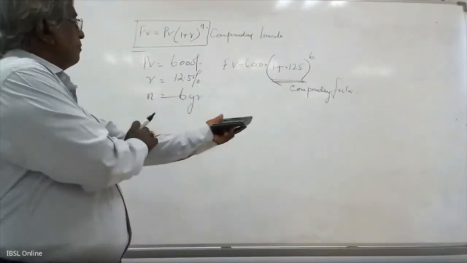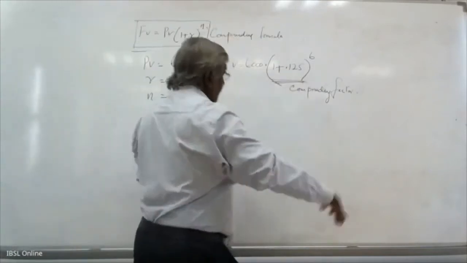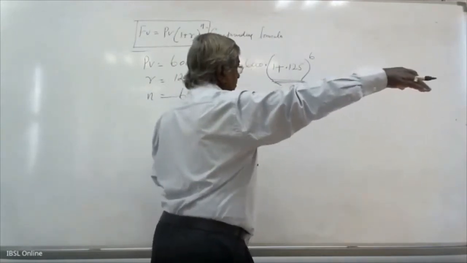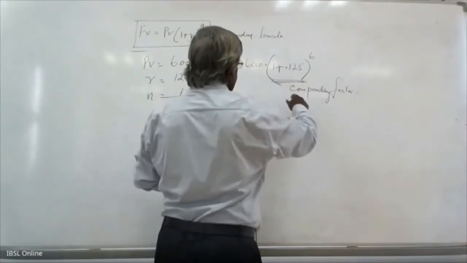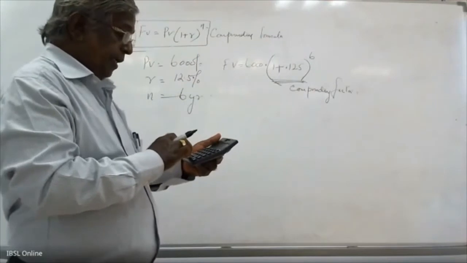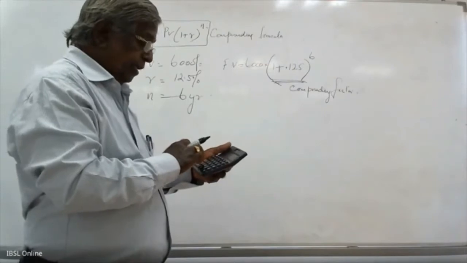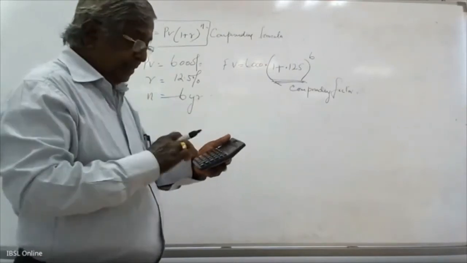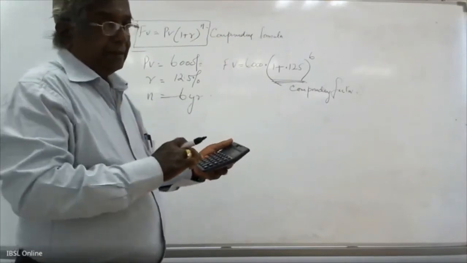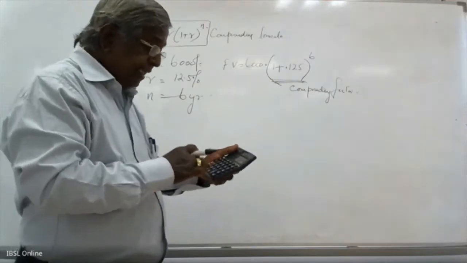So now, this is 1 plus 0.125 into 1 plus 0.125 into 1 plus 0.125, 6 times for the 6th year. So 1 plus 0.125 is 1.125. 1.125 for 1 year, into 1.125 for 2 years, equal sign. I got the answer. Now again equal sign. Now 2 years have gone. 3rd year, 4th year, 5th year, 6th year.